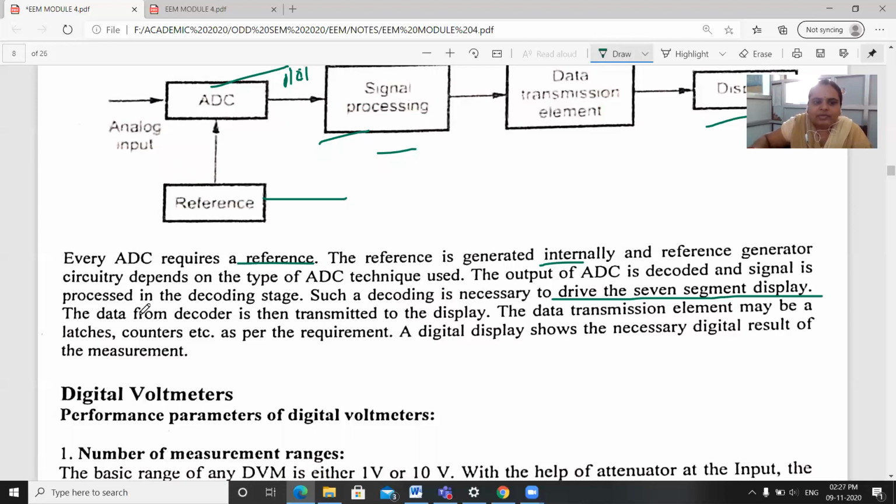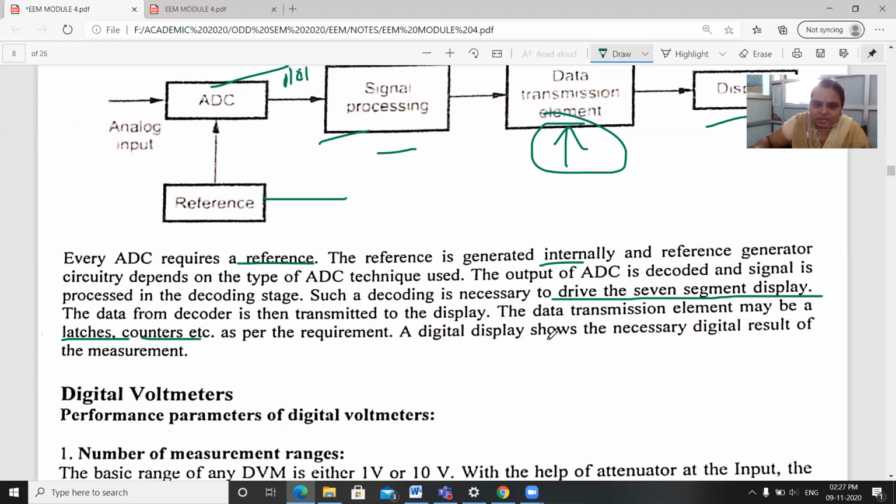Then the data from the decoder is transmitted to the display. The data transmission element may be buffers or anything, but in particular we are going to use latches, counters, flip-flops, different digital components to transmit the zeros and ones, or else the processed signals. That is the main purpose of using data transmission elements.